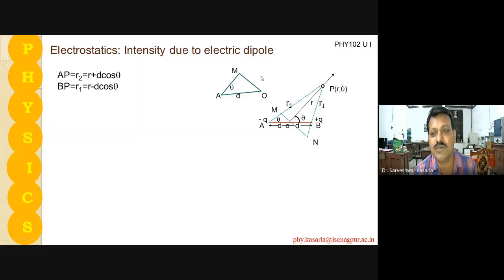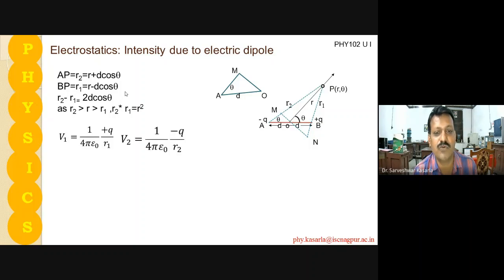Similarly, BP is equal to the total distance, taken as R minus BN, that is equal to R minus d cos theta, as R2 minus R1 is equal to 2d cos theta. We know that if R2 is greater than R, which is greater than R1, then R2 and R1 can be taken as R square. So potential due to plus q charge at point P will be written like this, and potential due to minus q charge at point P will be like this.